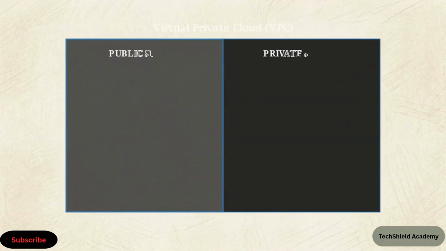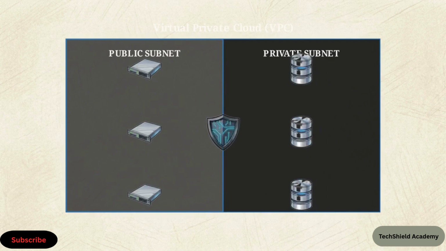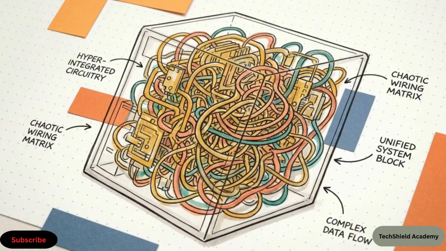Within that VPC, network spaces are divided into subnets. Web servers are placed in a public subnet, while sensitive databases are hidden in private subnets. At the doors between zones, security groups act as digital bouncers, ensuring only authorized packets cross. But there was still a bottleneck.